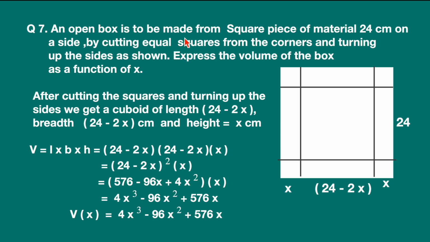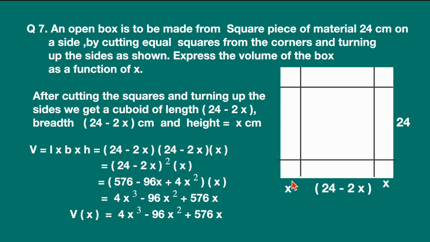An open box is to be made from a square piece of material 24 cm on a side by cutting equal squares from the corners and turning up the sides as shown. Express the volume of the box as a function of x. So this is a square piece of cardboard or any other material and they are cutting out x from the corners. X length squares, square piece from the corners like this. The length is x and turning up this leftover flap. When you turn it up all four sides, it will make a box. They are asking us to find the volume of that box.